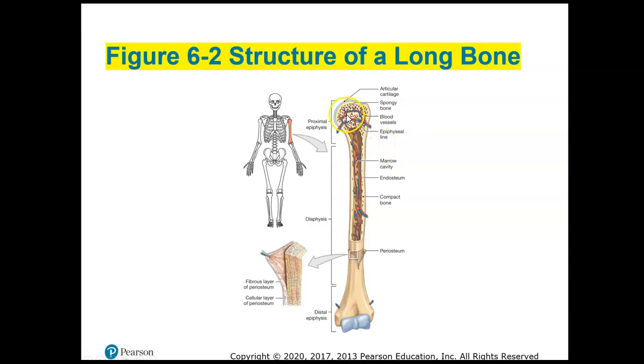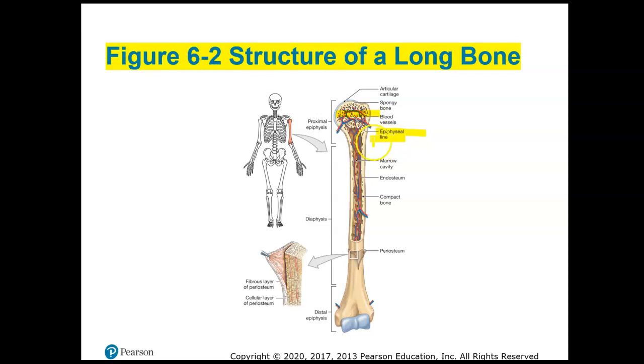You can also see here the epiphyseal line. Let me see if I can get the highlighter to come up. The epiphyseal line forms in the adult bone when the epiphyseal plate closes. So the epiphyseal plate is cartilage that's there while the bone is still growing. And then once the epiphyseal line forms, there's no more cartilage there. It's closed. And if you find that in a bone, you can tell that this is the bone of an adult.